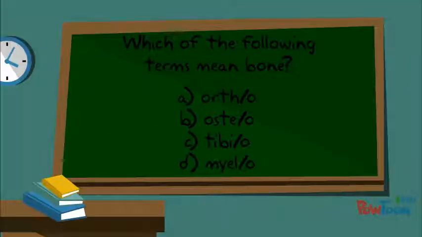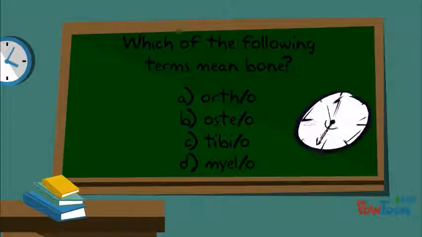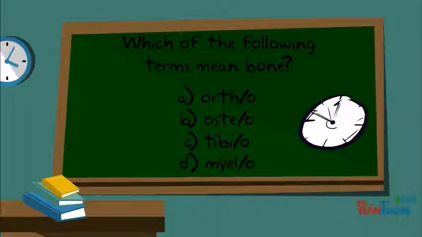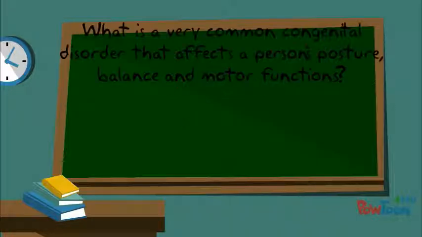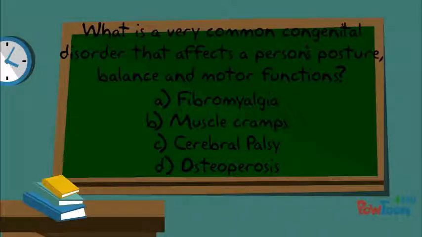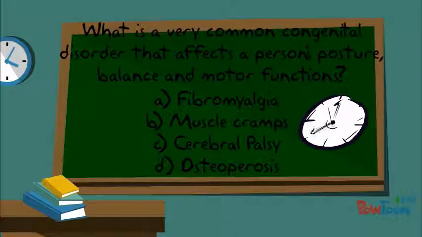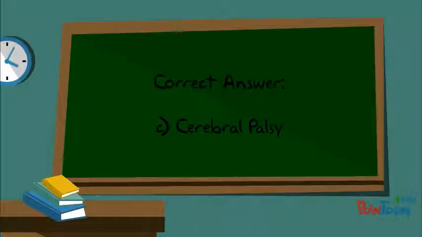Which of the following terms means bone? That's right, the correct answer is B, osteo. What is a very common congenital disorder that affects a person's posture, balance, and motor functions? You got it, the correct answer is C, cerebral palsy.